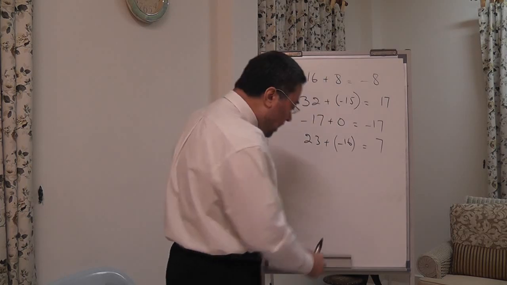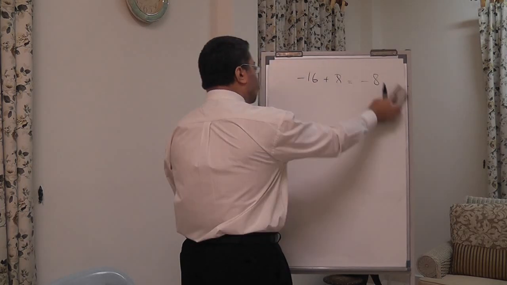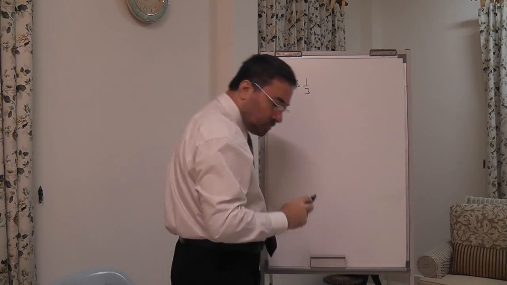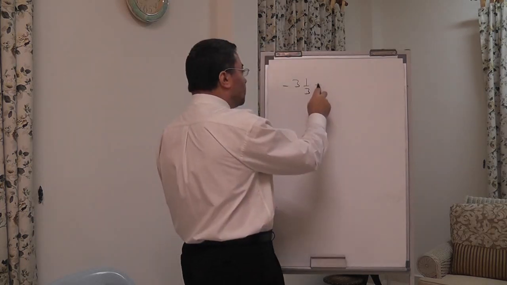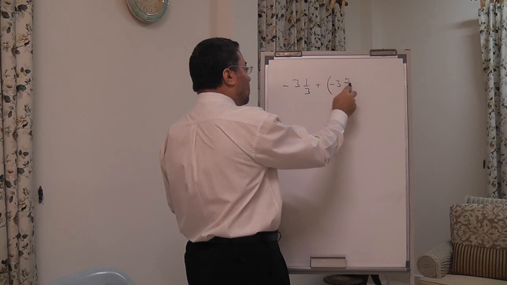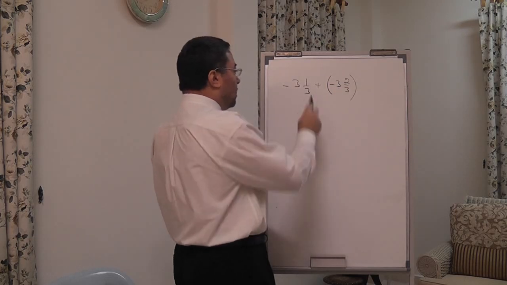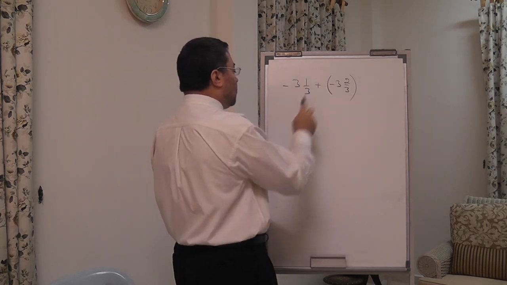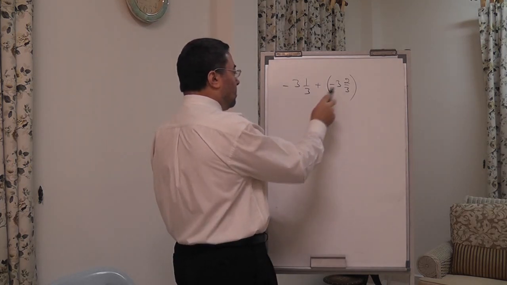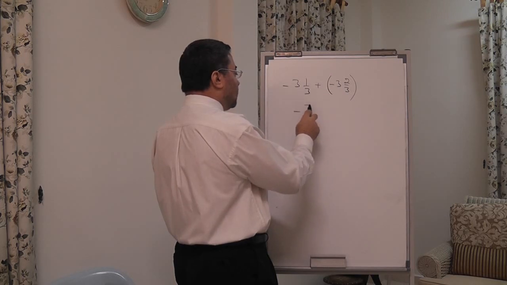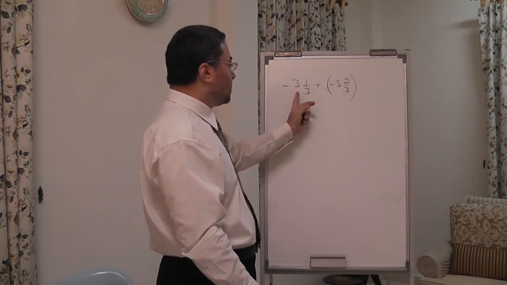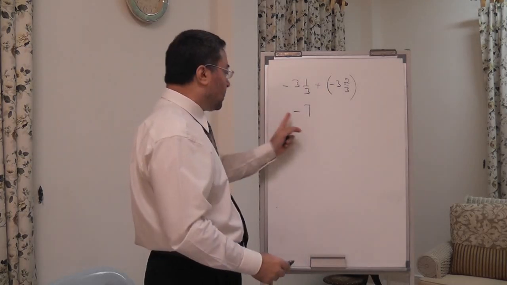Number 29, three and 1/3 minus 3 and 1/3 added to minus 3 and 2/3. Here the thirds will add up to 1, minus 3 and minus 3 will be minus 6, and 1 added up is minus 7. So in this case we have two negative numbers, we simply add them as if they are positive, and we put a negative sign.